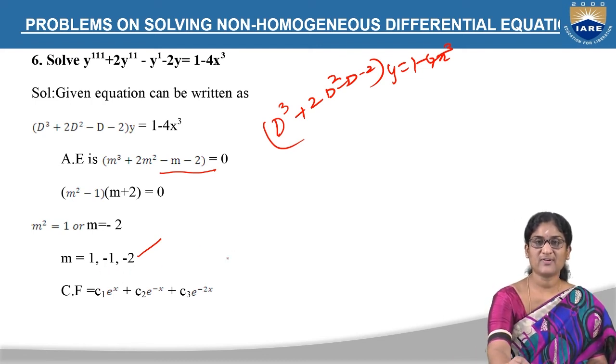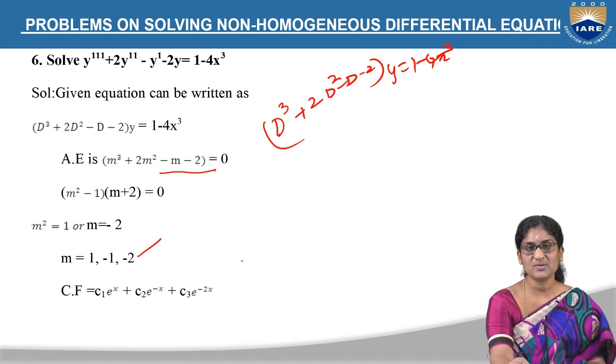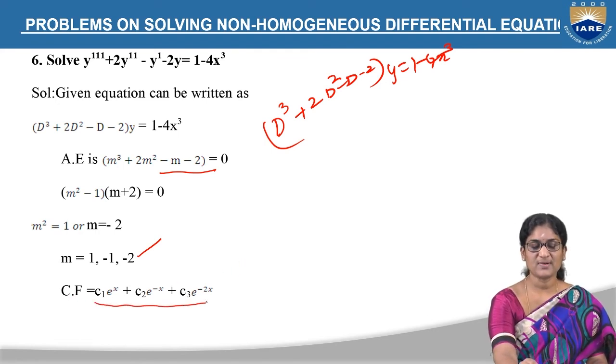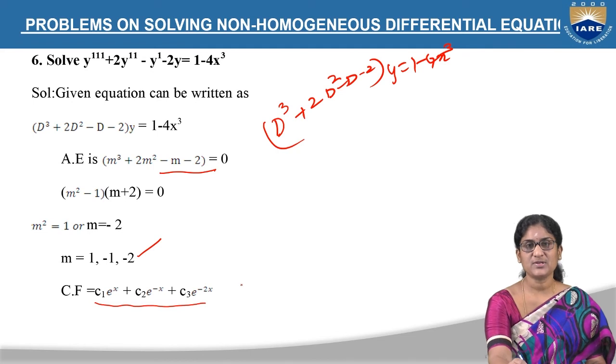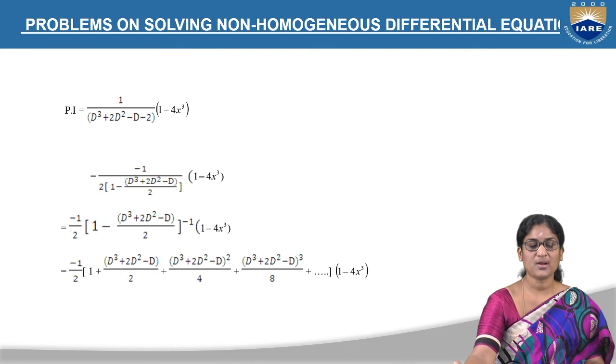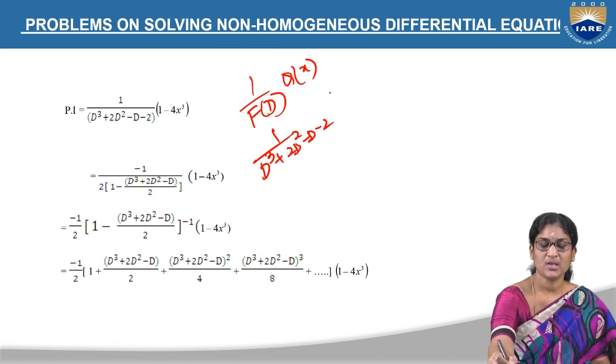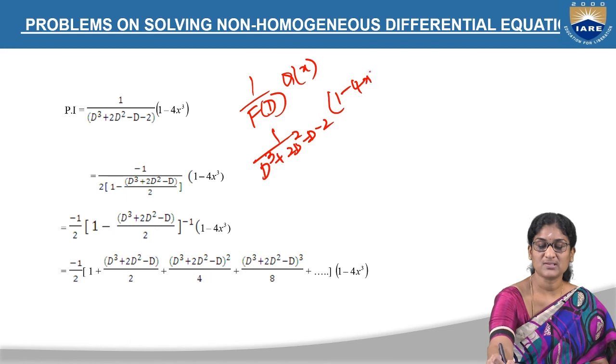Just like alpha, beta, gamma, the solution is c1 e to the power of alpha x plus c2 e to the power of beta x plus c3 e to the power of gamma x. So the complementary function is c1 e to the power of x plus c2 e to the power of minus x plus c3 e to the power of minus 2x. Now, going to the particular integral, it is the formula 1 by f of D into Q of x. So 1 by f of D is 1 by (D cube plus 2D square minus D minus 2) into Q of x, which is 1 minus 4x cube.